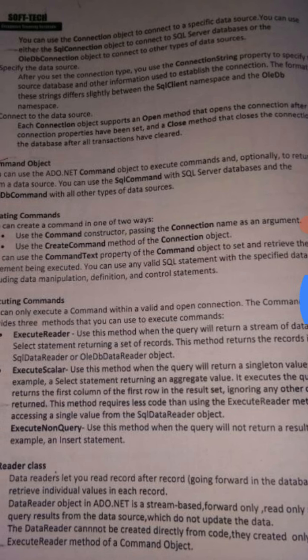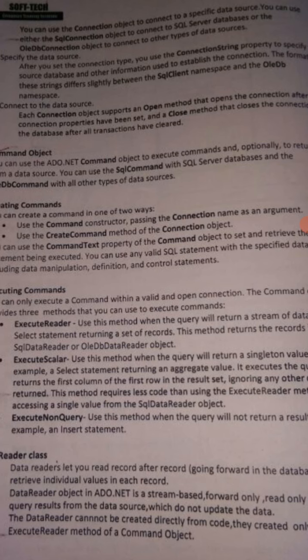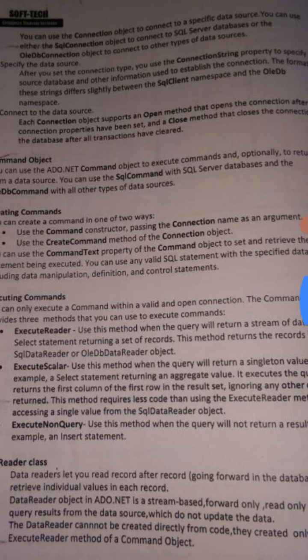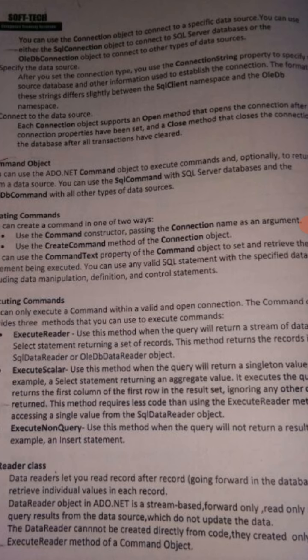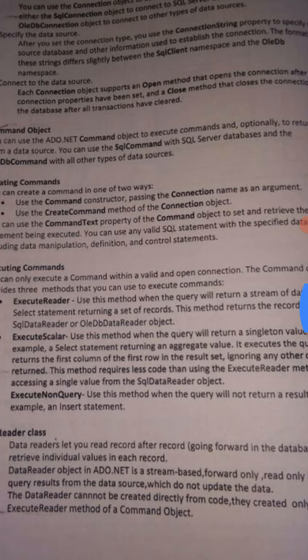Third, connect to the data source. Each connection object supports an open method that opens the connection after the connection properties have been set, and a close method that closes the connection to the database after all transactions have cleared up.